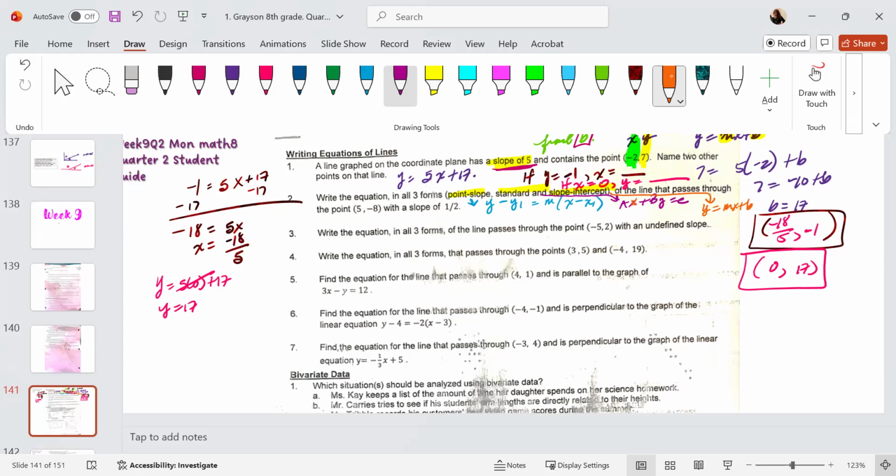Okay, so now that we have this, let's look at the information that's given to us. It's giving you this and this. So what do you need to find? To find the line that passes through the point... No, you need to write the equation in all three forms.